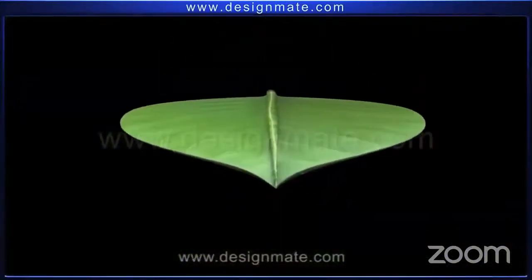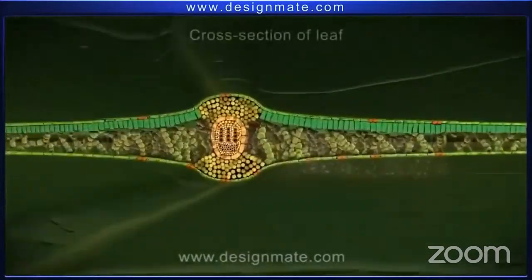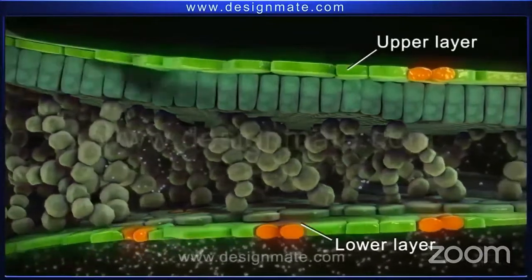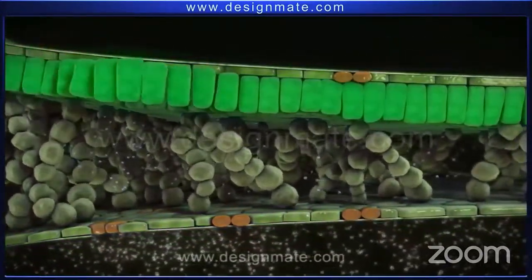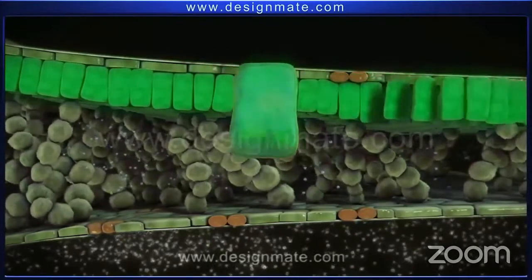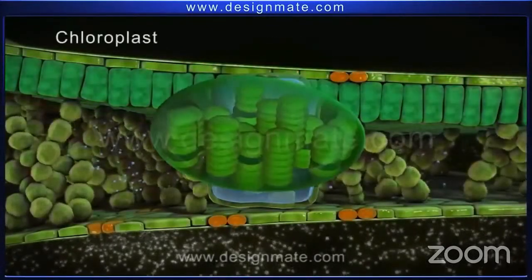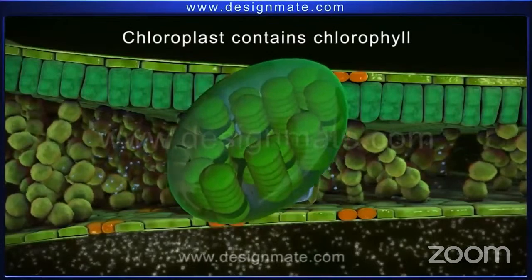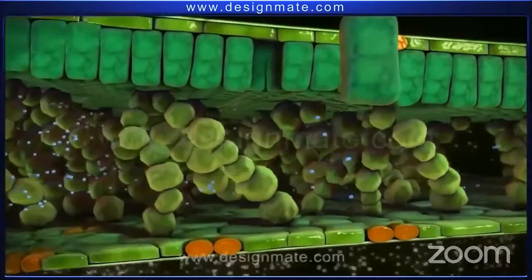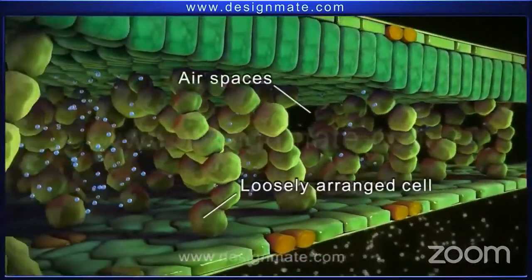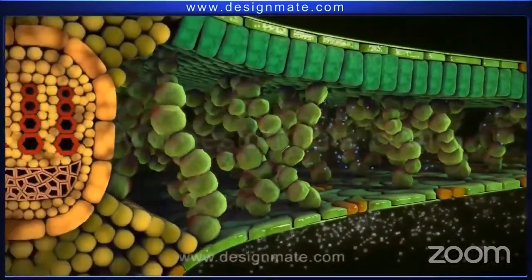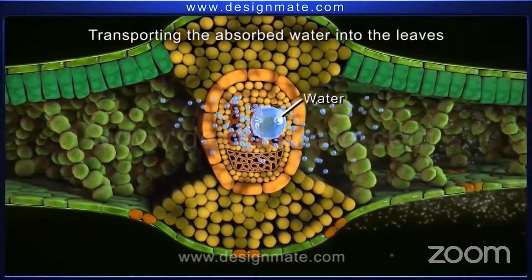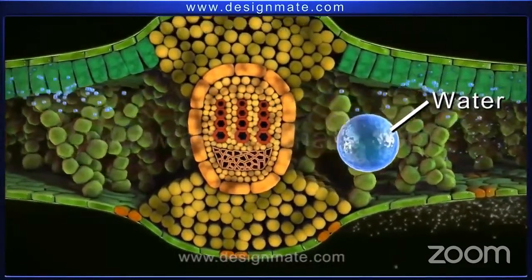If you see the cross section of the leaf, we can find various tissues or cells in the leaf: the upper layer and the lower layer of the leaf. Below the upper layer, you can find the group of cells called palisade parenchyma. This palisade parenchyma has one interesting organelle, the chloroplast. This chloroplast contains chlorophyll. This chlorophyll performs photosynthesis. This loosely arranged tissue is called spongy parenchyma, and now you are observing the xylem tubes. These xylem tubes transport water to various parts of the plant.